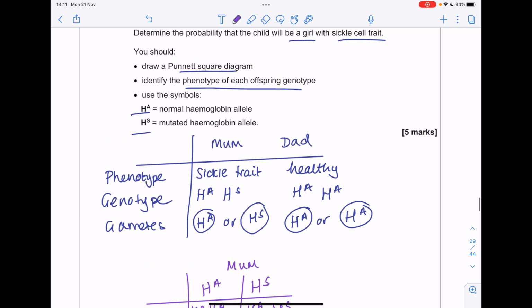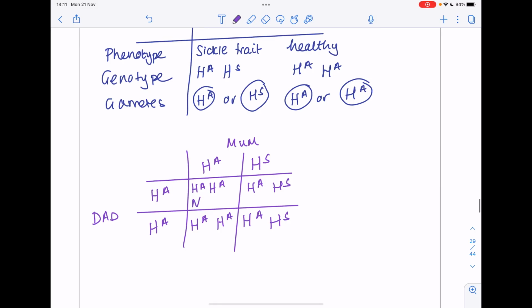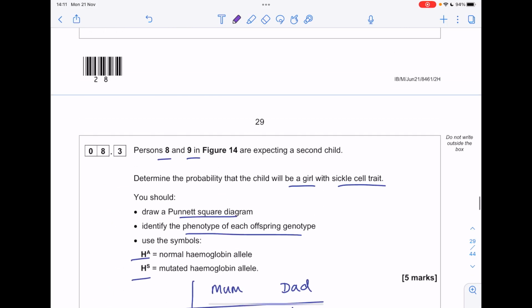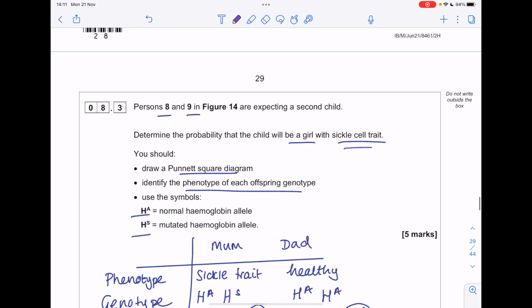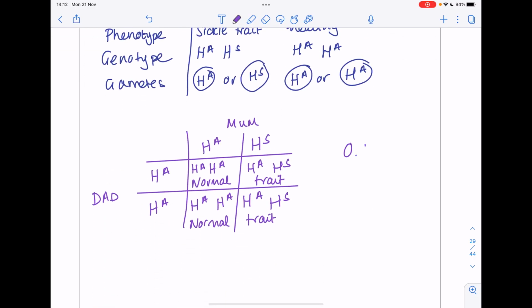So this first offspring will be normal or healthy. This one will have the trait for sickle cell, normal. This one will have the trait. The question was to do with the sickle cell trait. So 0.5 chance or probability of having the trait.